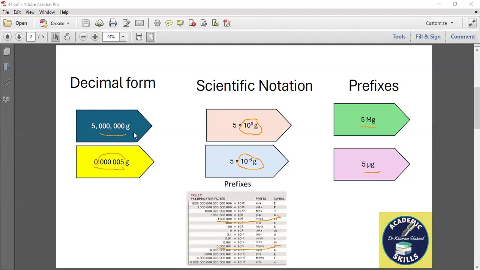So when you have these large numbers, you can write scientific notation 10 raised to power 6 and report it in prefixes. When you have very small values, you can write 10 raised to power minus 6, and report it as a microgram. These three forms are usually used in scientific literature. So I will show you scientific papers, so you can see how these three forms are reported in scientific literature.